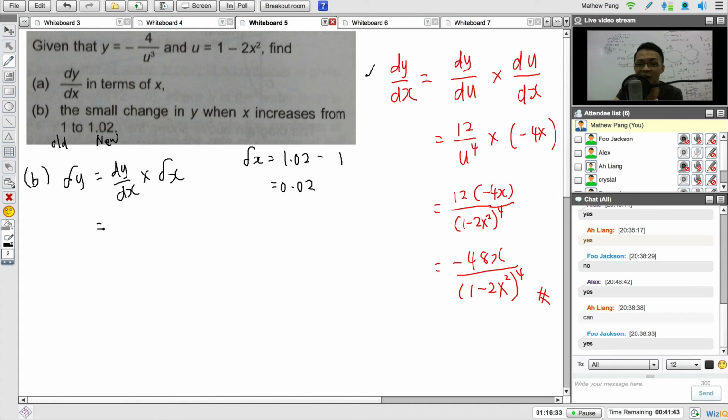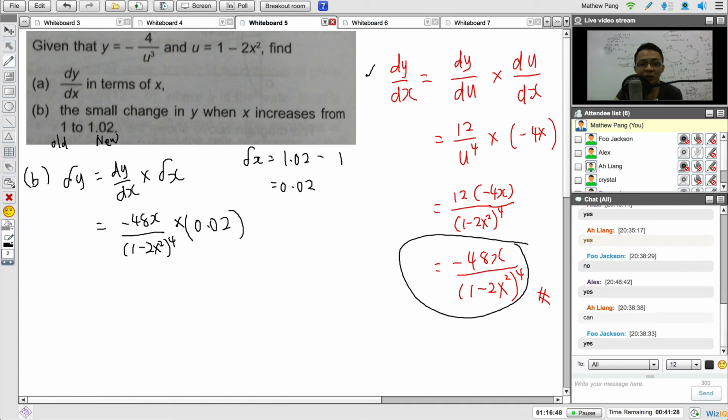Alright, and then I have my dy dx. I already did it here, my dy dx, which is negative 48x over 1 minus 2x squared power of 4. And then I multiple with 0.02. Alright, and then you're not yet finished. Why do I say you're not yet finished? Because you still have x over here. So what you need to do is always substitute the old value of x into here. Let me repeat this one because a lot of students tend to forget. They just leave their answer over here. See the x here? Substitute your old value of x.